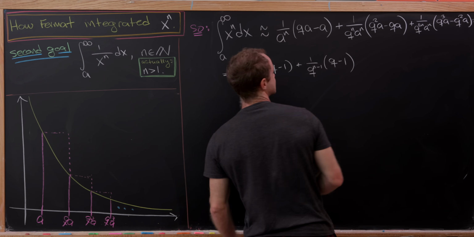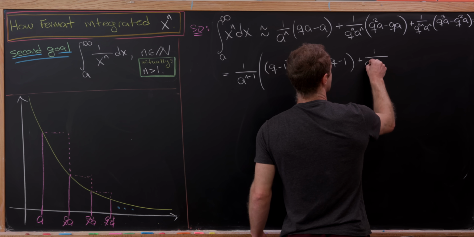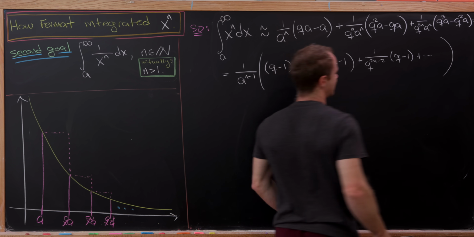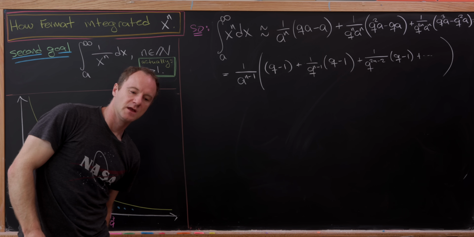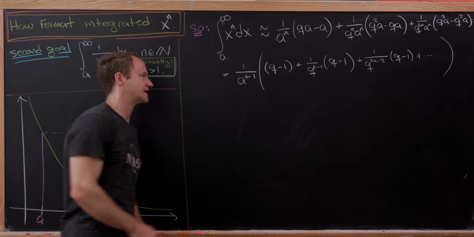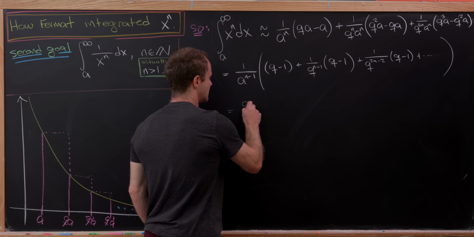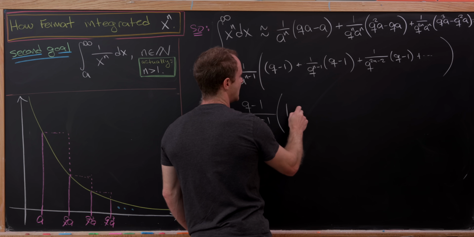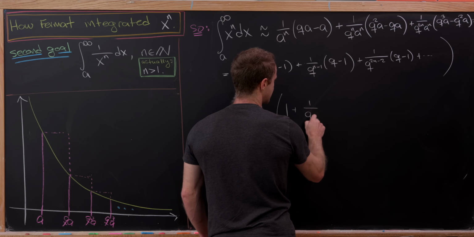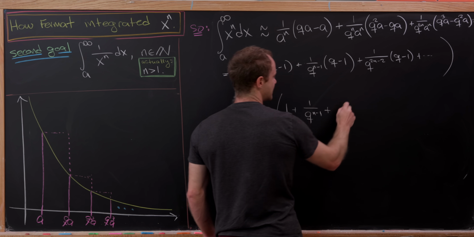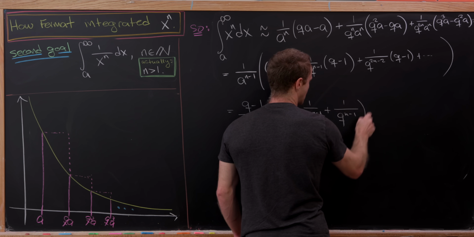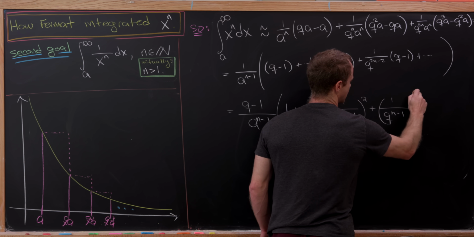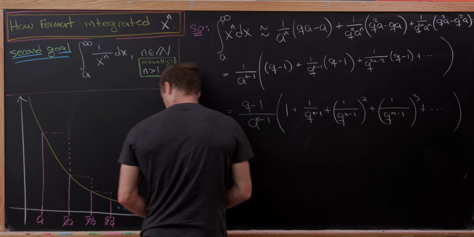And then let's see what we have next. So next we'll have 1 over q to the 2n minus 2 times q minus 1 for a similar reason. And then that continues on and on and on. But now here we can factor out a q minus 1. So that'll leave us with a q minus 1 in the numerator over a to the n minus 1, and then a 1, and then we'll have plus, let's see, 1 over q to the n minus 1, and then I'll write this as 1 over q to the n minus 1 all squared, and then the next one will be 1 over q to the n minus 1 all cubed, and so on and so forth.